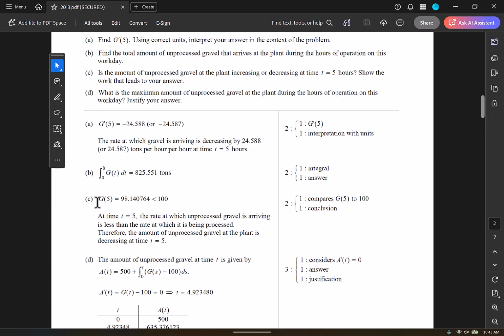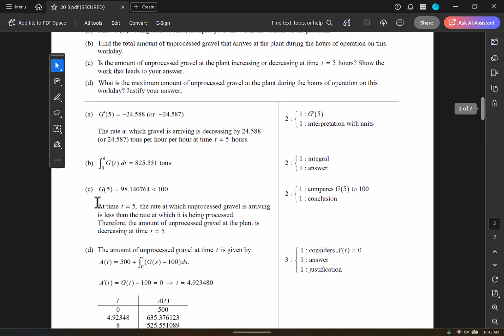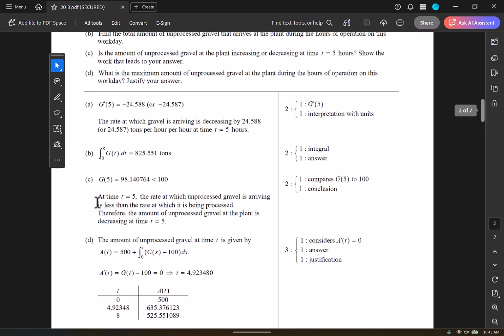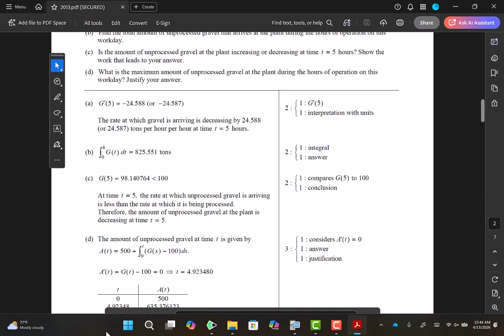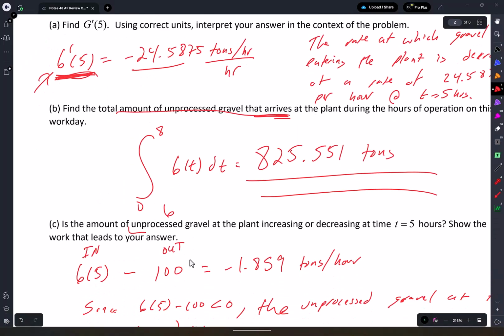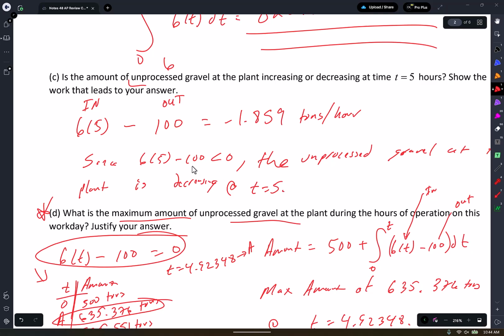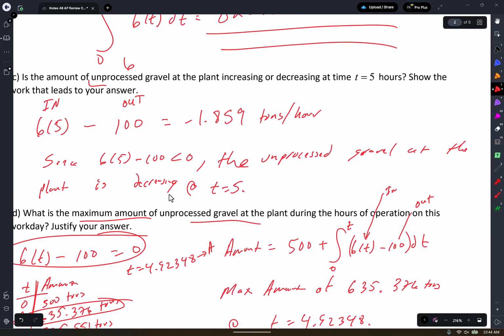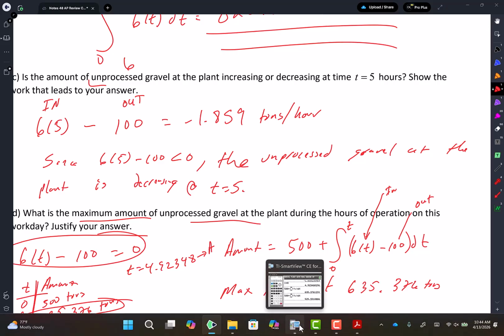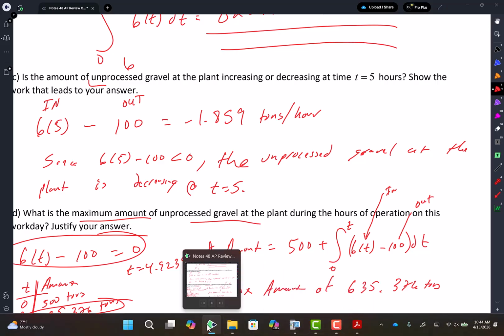Letter C, they said that the rate for going in is smaller than the rate that's going out. So because there's more going out than in, it's decreasing. That's how they did it. I like ours better though. What did we say? We said the same thing, right? We said the net rate. Since G(5) minus 100 is negative, the unprocessed gravel at the plant is decreasing. Yeah, I like ours better. That's all I'm going to say.